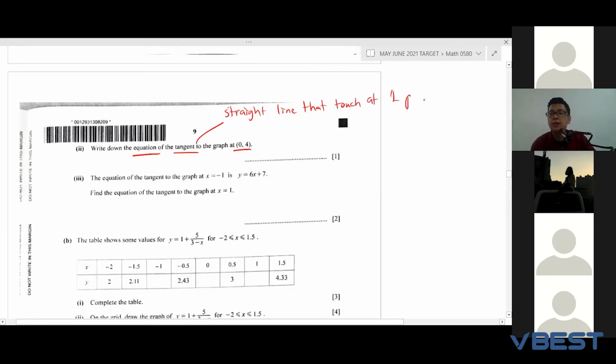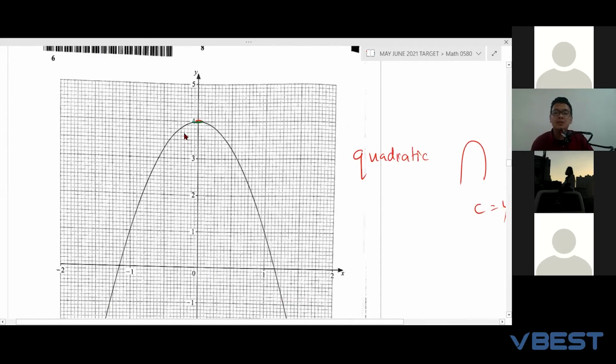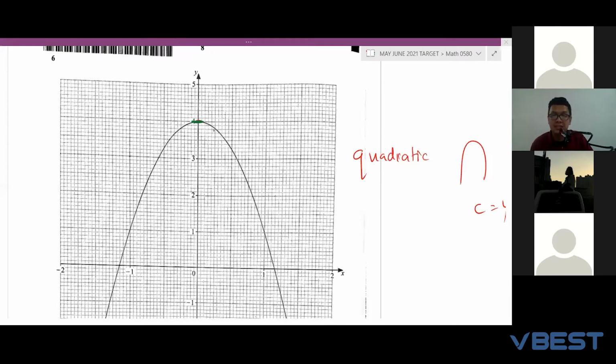One point only. Remember, one point only. And remember, it is a straight line. So if it's a straight line, the equation is y equals mx plus c. Remember that. The equation here at (0, 4): as you guys see here, the location is here. Another reason is that you can see this is also the maximum point.